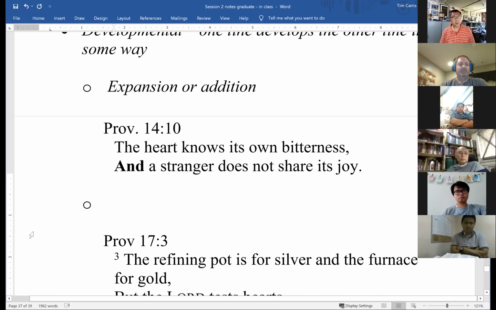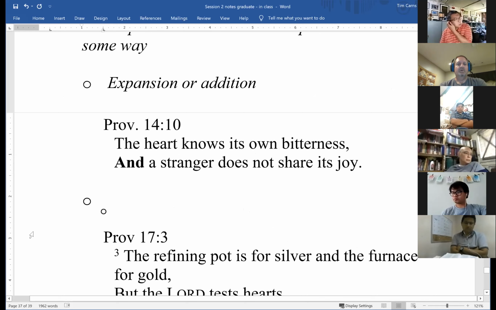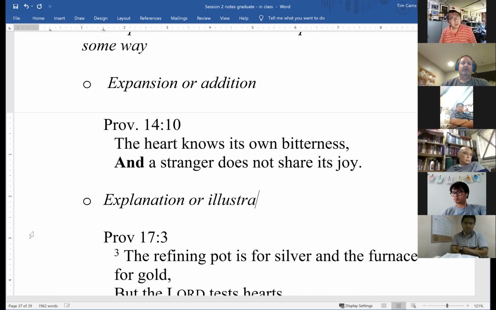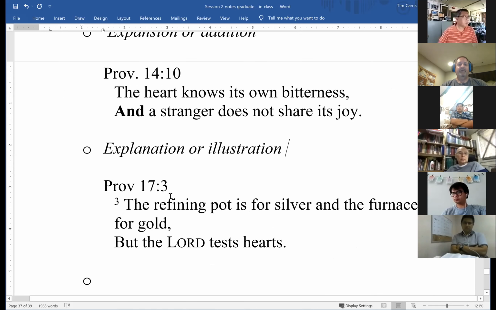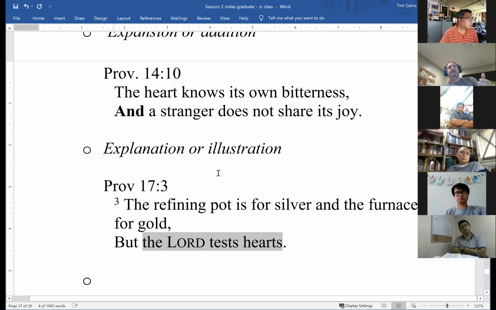Another type of developmental is explanation or illustration, where one line explains or illustrates the other. So here, the refining pot is for silver and the furnace for gold, but the Lord tests hearts. So here, the statement is the Lord tests hearts. Now, an illustration of that is the refining pot. In this case, the first line illustrates the second.